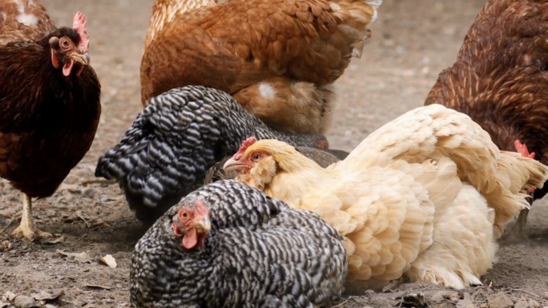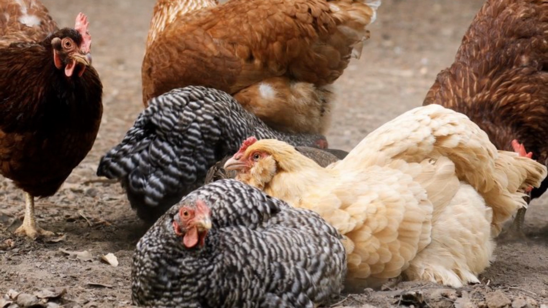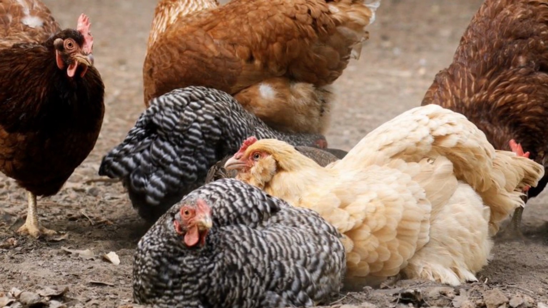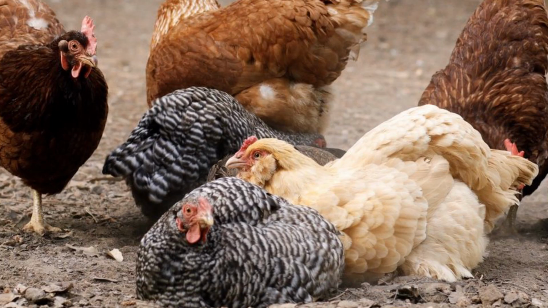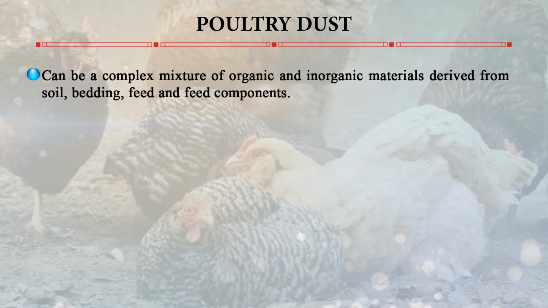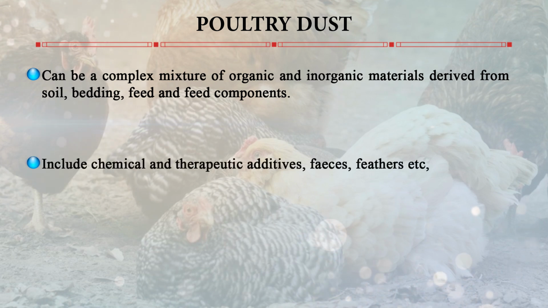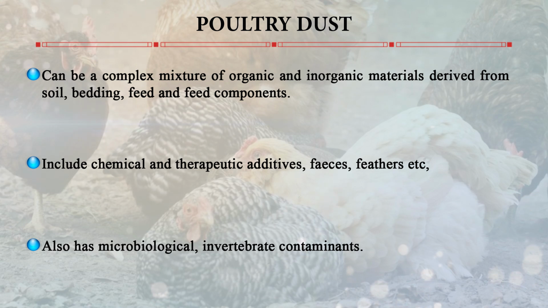Now this is a figure of the poultry dust, where the chicken and the chicks are actually grown. They can be roaming around freely in a field or in contained areas, in small parlors and cabins. So now they can have a complete mixture of organic and inorganic materials like the soil, the bedding, the feed components, and it is a dusty area. So here the poultry dust is also an important thing that a farmer can inhale. It includes chemical and therapeutic additives, then feces, the feathers of the organism, and that may also contain certain biological agents. So this has microbiological, invertebrate contaminants, chemical as well as organic and inorganic materials.